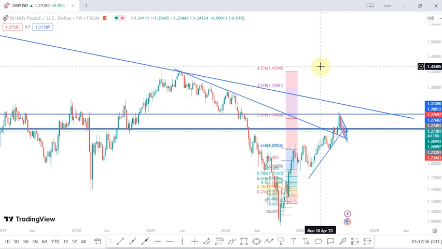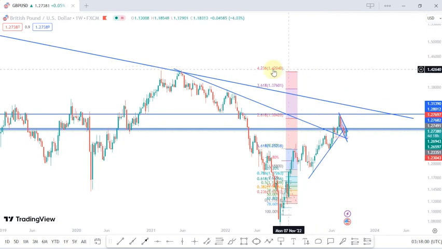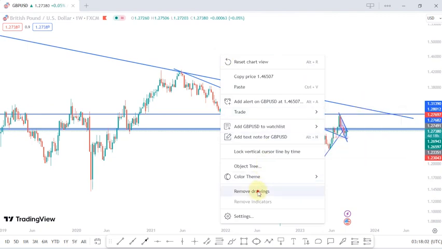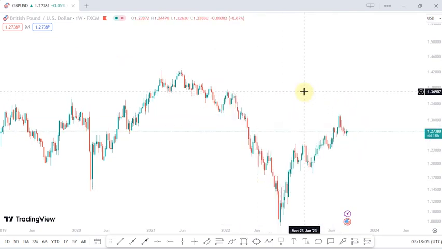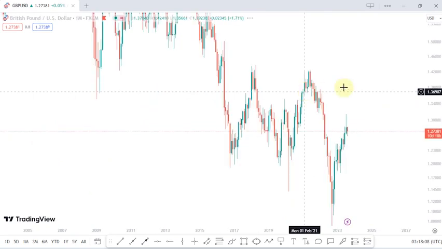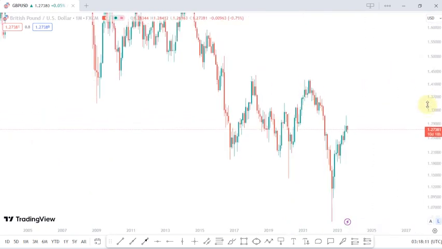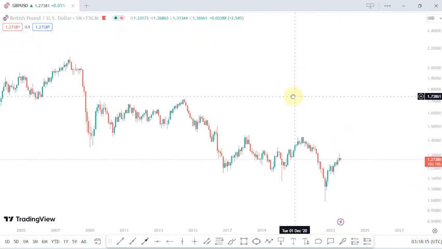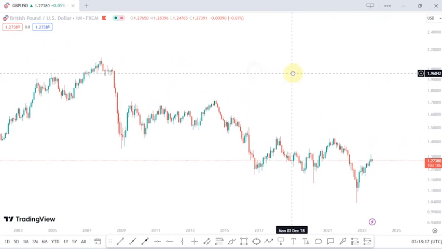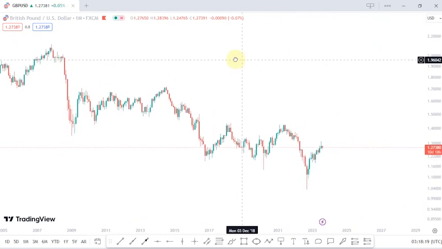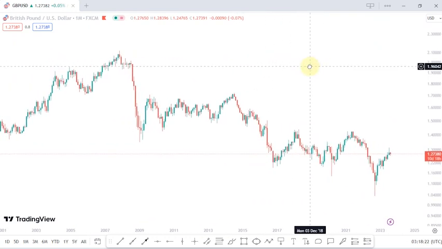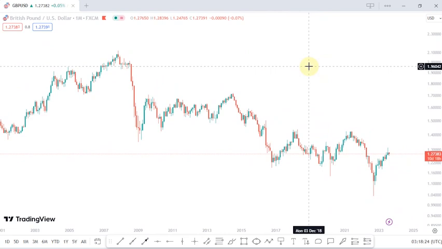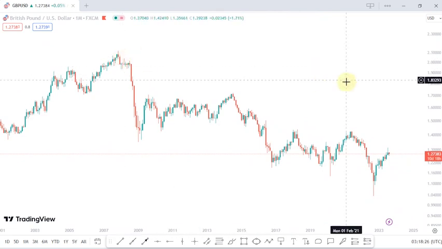Let's start with GU. Before that, let's clear this chart. So from what I can see here, we move over to the higher time frame because we want to do a top-down analysis. I'm on the monthly chart, and what I can see is that the market is heading downwards.